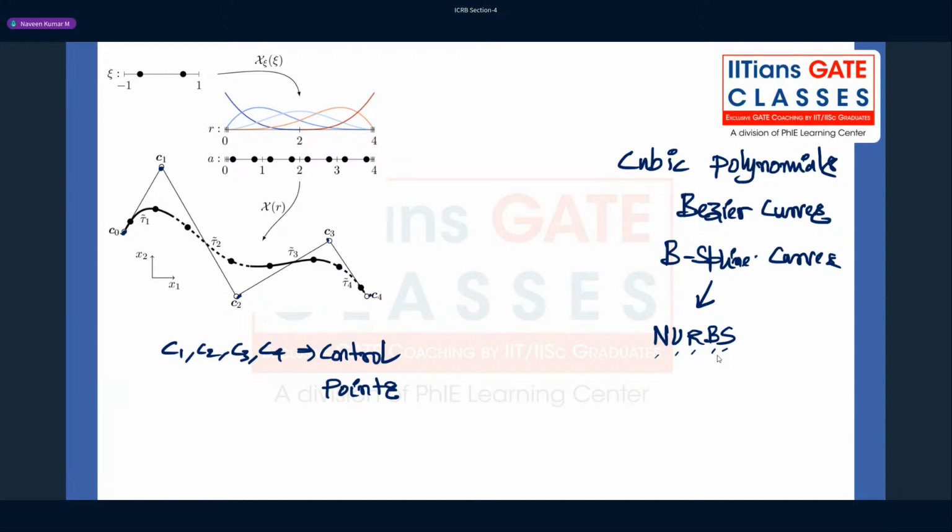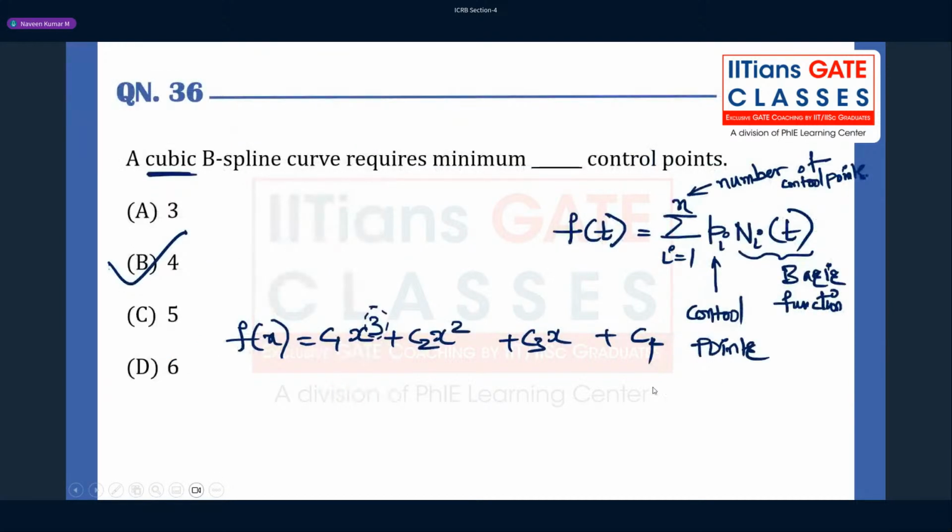It's computer aided design, basic computer aided design. Okay, so let's not go to depth. As a simple basic understanding, we need 4 control points to define a cubic B-spline curve. That is very important to understand. Good.